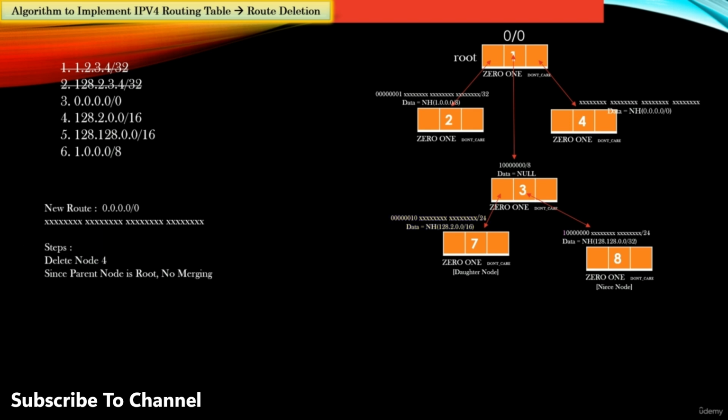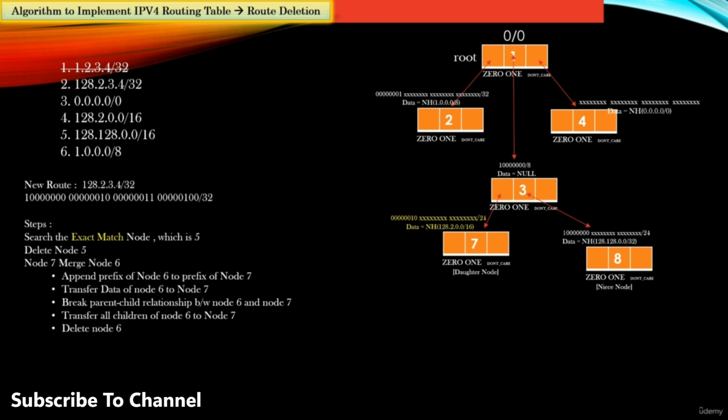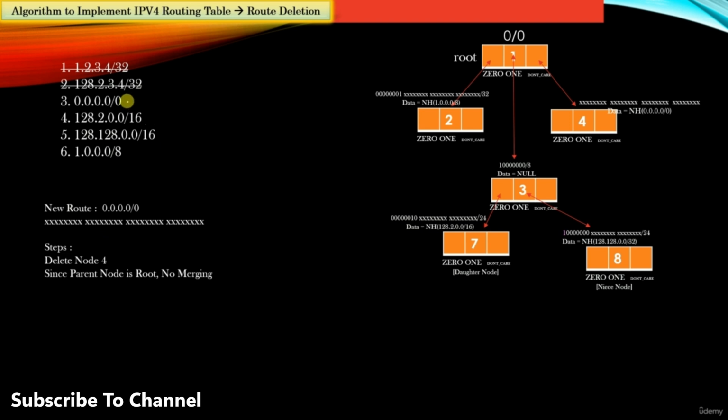Now let us go through the next example. So proceeding towards the next example, let us delete the route number 3, which is a default route. So execute the exact match route search algorithm, and you will find that you need to delete the node number 4. Now, it is an exceptional case that whenever you need to delete a node which is a direct child of the root node, then you have to do nothing special, simply delete that particular node from the M-try data structure and adjust the child pointer of the parent node to point to null.